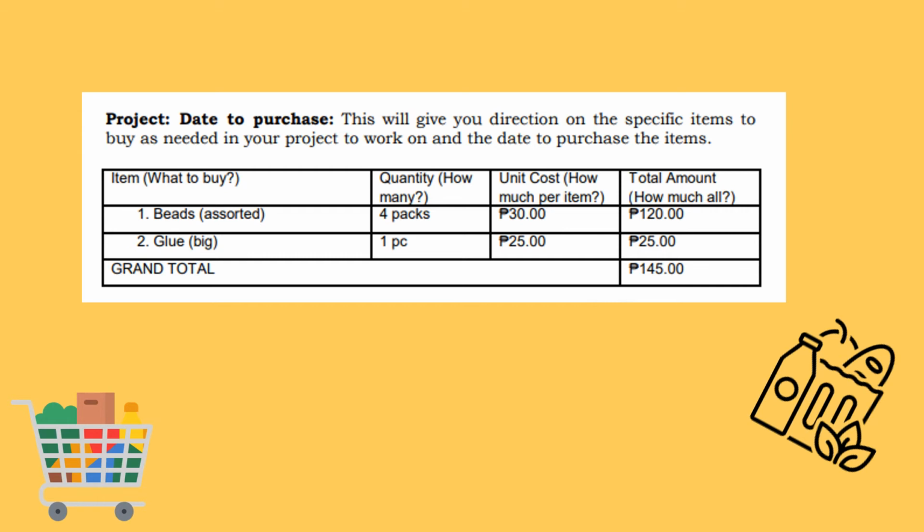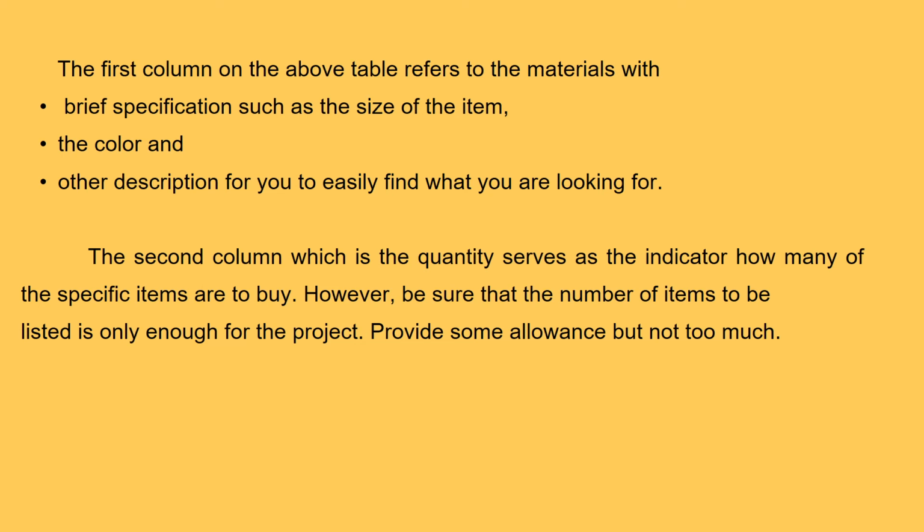So for the total amount, how much all? We have, let's say it's 120 pesos and for the glue is 25 pesos. The total is 145 pesos. The quantity column serves as the indicator of how many of the specific items are to buy. However, be sure that the number of items to be listed is only enough for the project. Provide some allowance, but not too much.